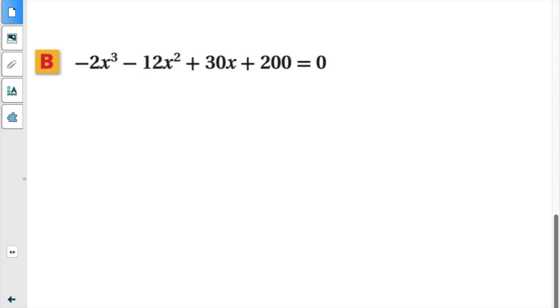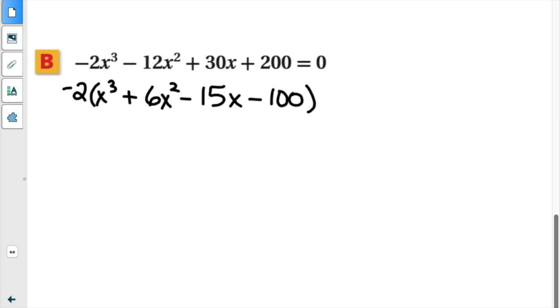So 2 goes into all of these. And that first coefficient is negative, so I'm going to factor out a negative 2. So we'd be left with x to the third plus 6x squared minus 15x and minus 100.